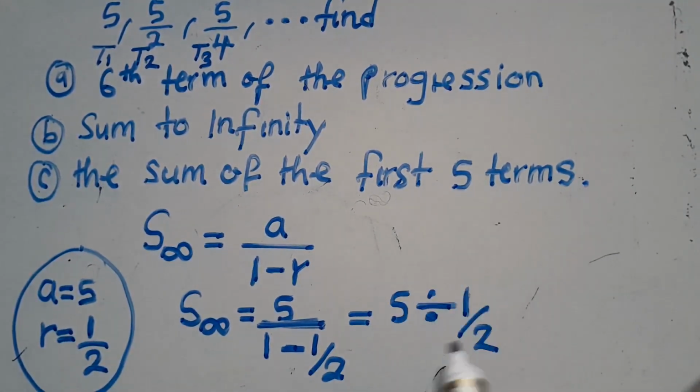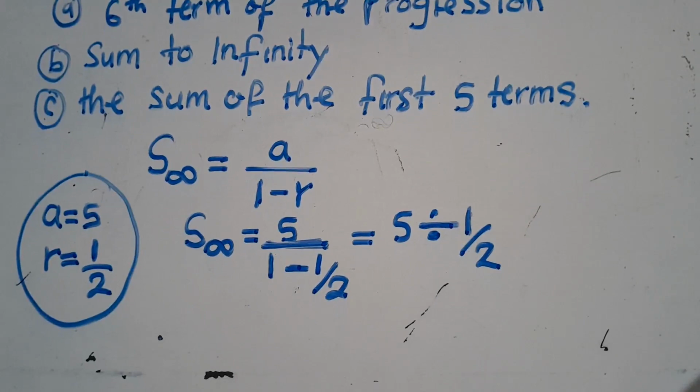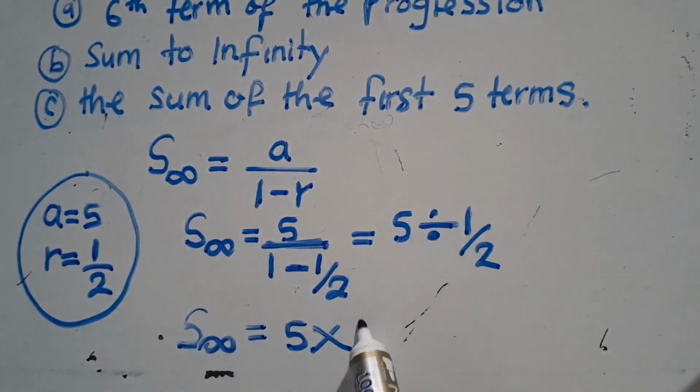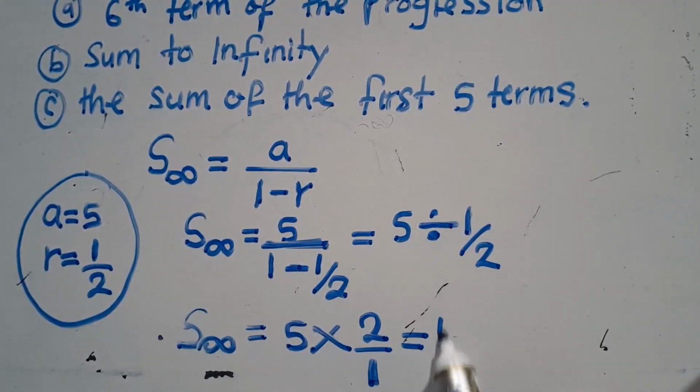So this one changes to what? Multiplication, where you are going to have something like this. So you are going to say that sum to infinity is equal to 5 changes to times, 2 goes on top, 1 comes down. Then definitely your answer will be what? A 10 as your answer.